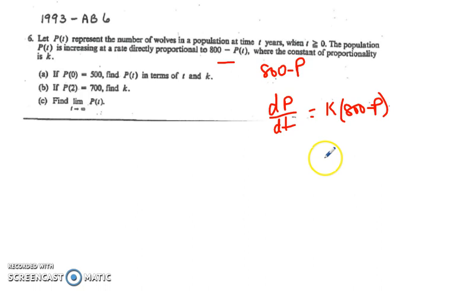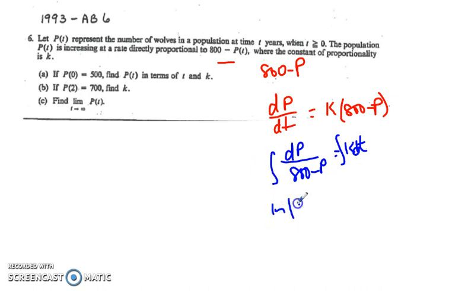So they're saying then if the initial value is 500, find p in terms of t and k. So we won't have been able to solve for k. We'll leave k in the answer. So if I separate, integrate, and solve here, I'm going to have dp over 800 minus p equals k dt. Then I integrate both sides.